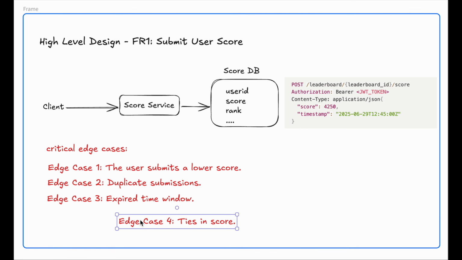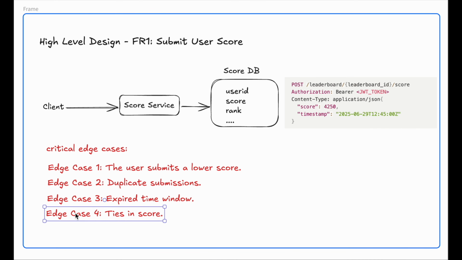Edge case 4. Ties in score. When 2 users submit the same score, we need a deterministic tie-breaking rule. For example, we might let the earlier timestamp win or fall back to comparing user IDs. This ensures rankings are consistent and predictable.